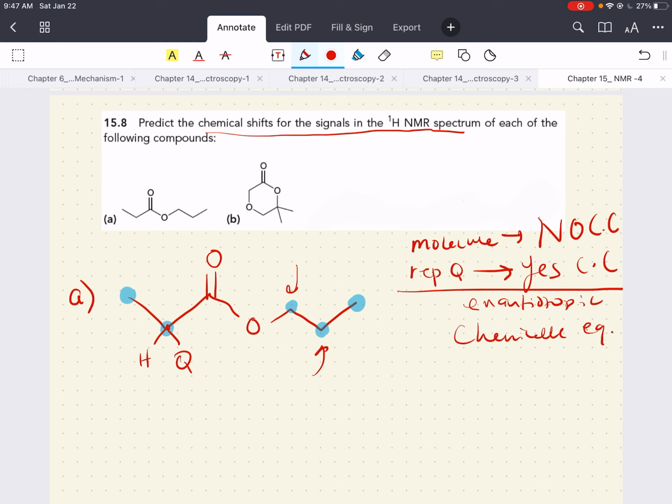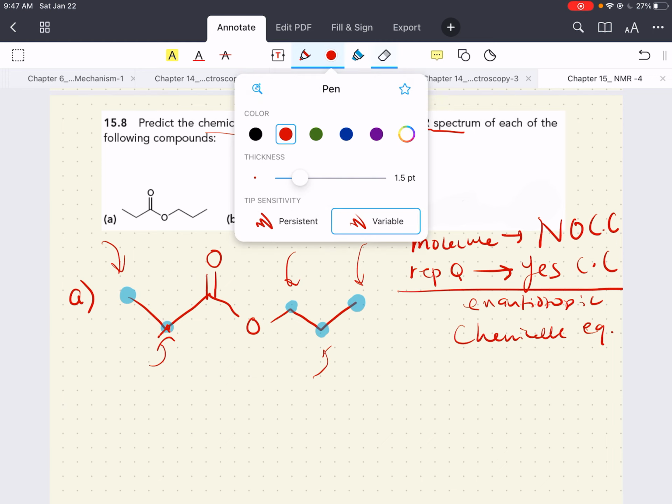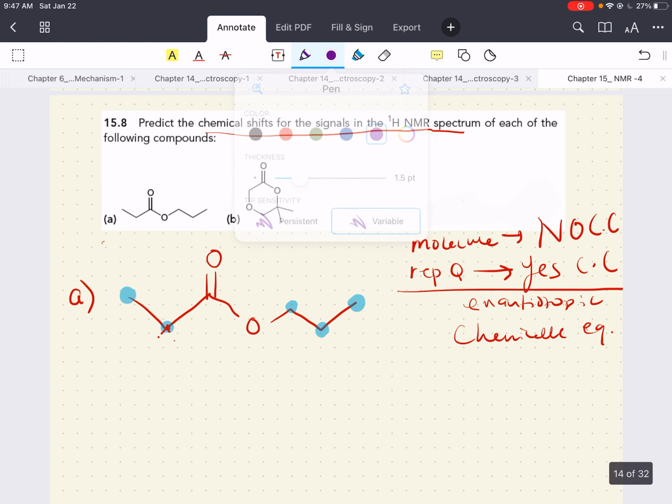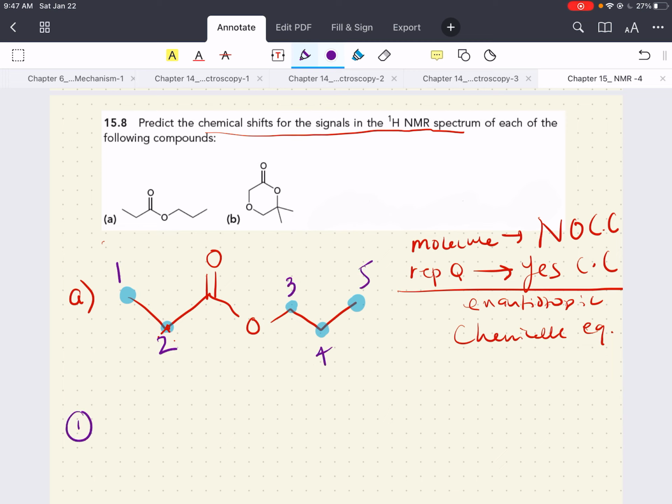Cool, so we figured that out for all these positions highlighted in blue. We're going to see a signal on our NMR. Let's figure out where on our NMR now. So I'm going to number these positions and we're going to go through each single one. This position is position 1, 2, 3, 4, and 5. Let's start off with 1.